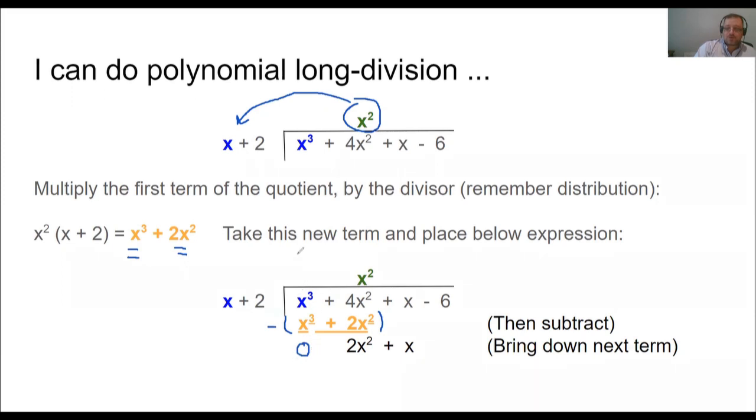You want to slowly move this way when you're dividing. So x cubed minus x cubed is 0. 4x squared minus 2x squared is 2x squared. And then I bring down the x. Just like division, what you learn in 6th grade maybe or 5th grade, we're going through the process. So as I go to the next step here, let's go to the next one.